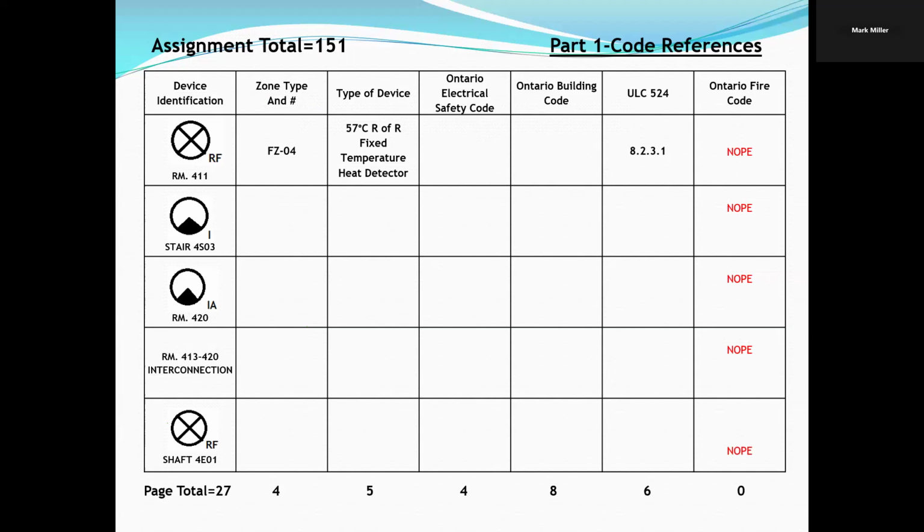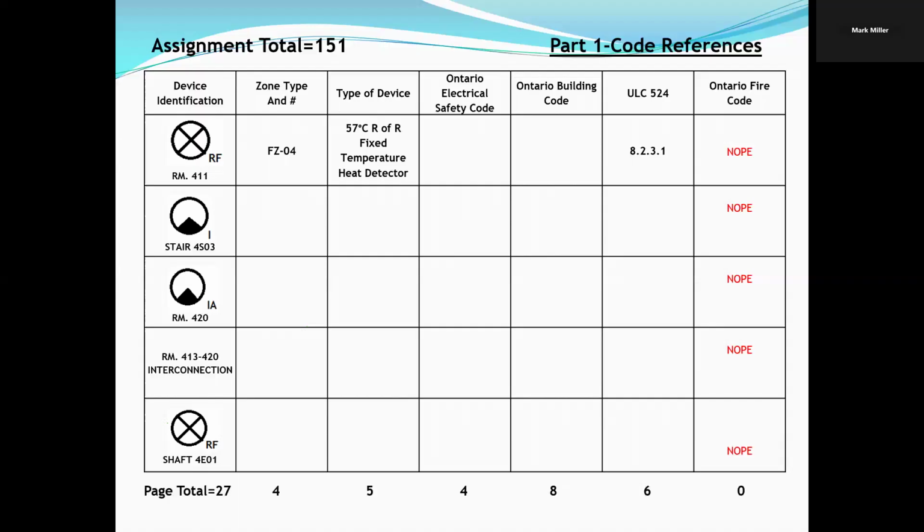And I know that QLC S524 talks about the installation of those in 8.2.3.1. So those have already been filled out for us to give us a little bit of a helping hand. But I can see that there's nothing under the Ontario Building Code column. The Ontario Building Code is going to tell us why that device has to be there. So that needs to get filled out, right? 3.2.4.9 or 3.2.4.3.2.a, whatever it's going to be.